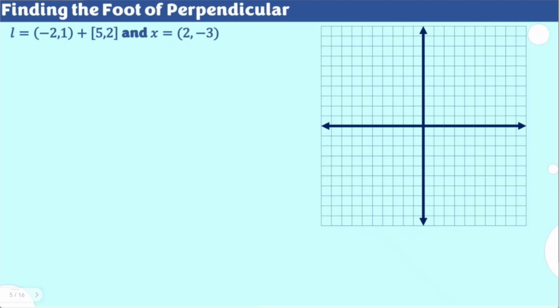This time we are to find the foot of the perpendicular given the equation of a line expressed as L is equal to P plus your vector V, and you have here your x at 2 and negative 3.